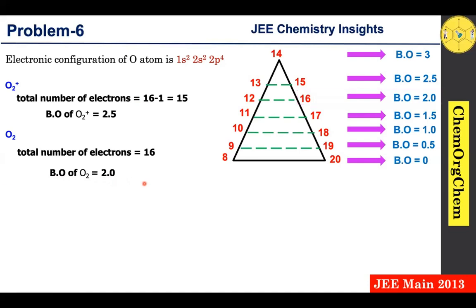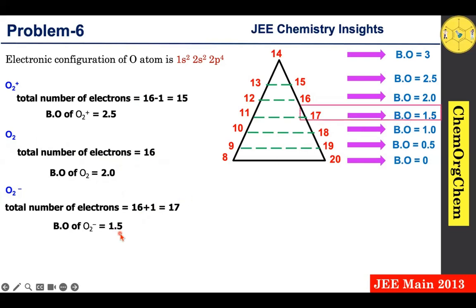Let's move on to the next oxygen species, which is O2-. We have already calculated that the total number of electrons in the O2 molecule is 16. Here there is a minus charge, so we need to add one electron. 16 plus 1 equals 17. Looking at 17 in this diagram, the bond order is 1.5.